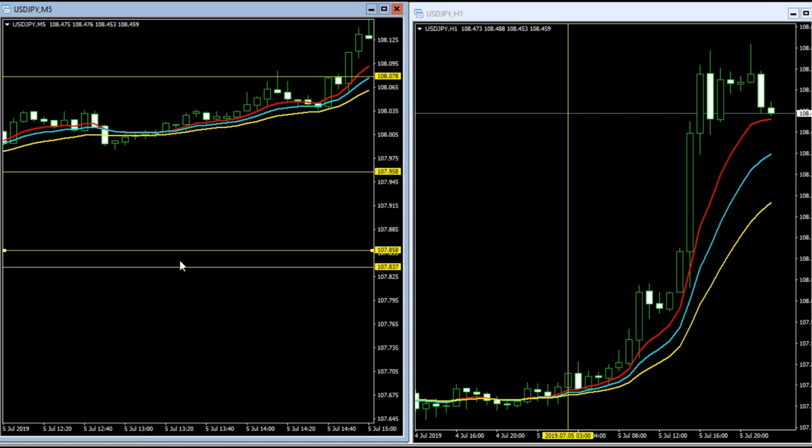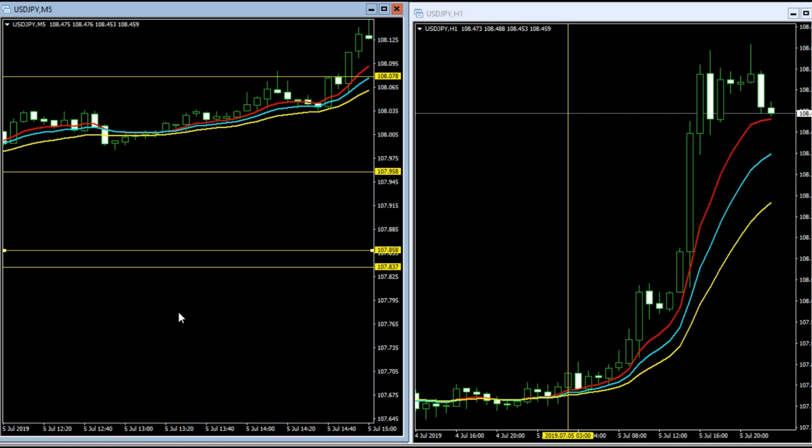So we made a profit of 12 pips here and 24 pips here. So 12 and 24 pips is 36 pips. So you get a profit of 36 pips. How's that?